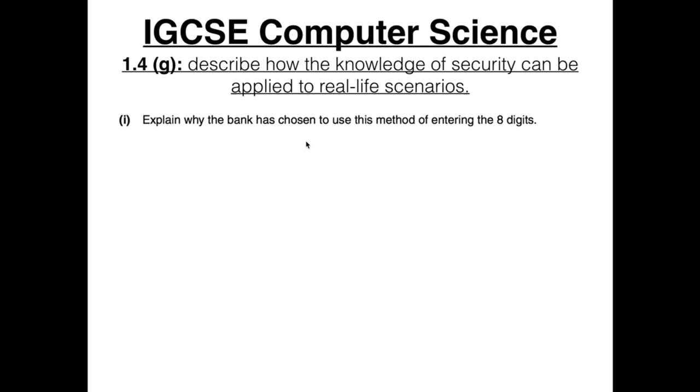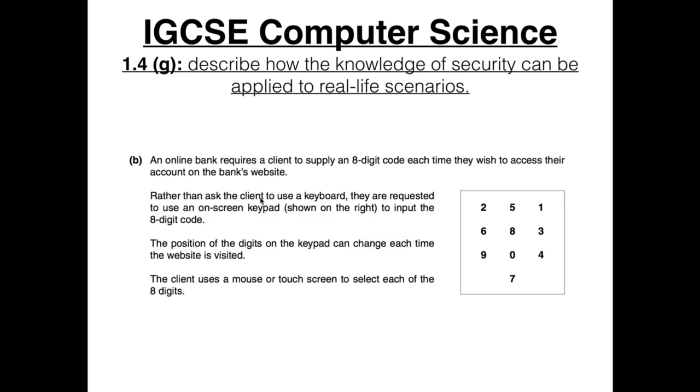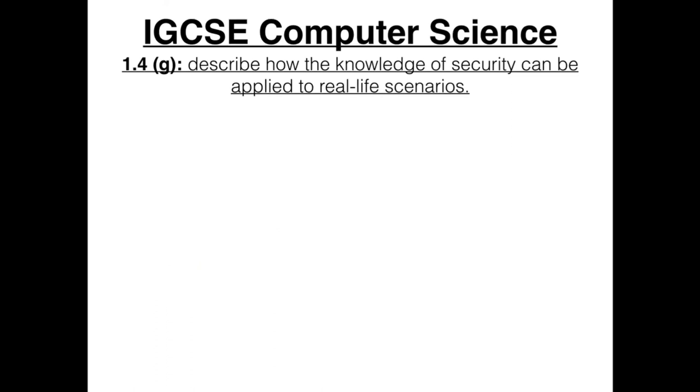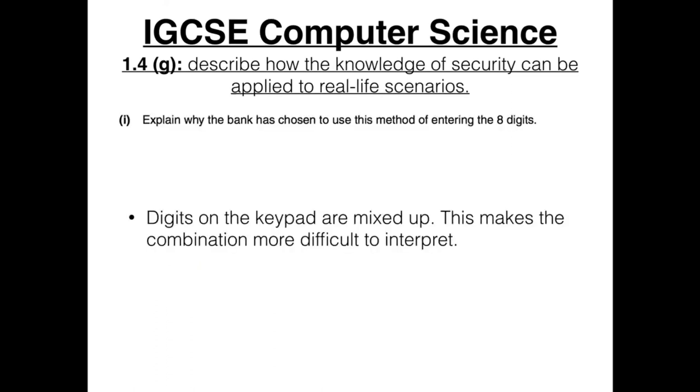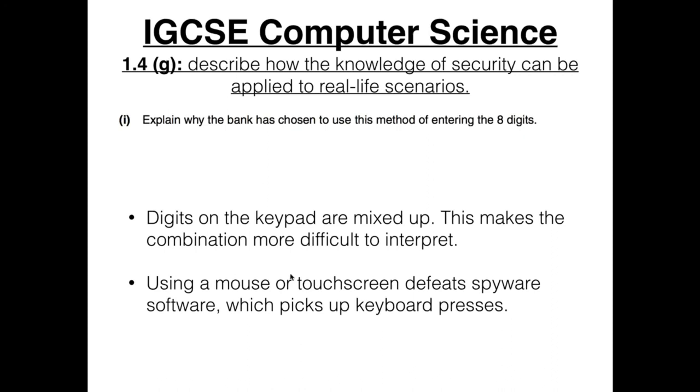Question 1: explain why the bank has chosen to use this method of entering the 8 digits. If we go back, we can see that the client must use an on-screen keypad to input the code. Also, the positions of the digits on the keypad change. And they're required to use a mouse or touchscreen to select them. Now, here's the answer. Digits on the keypad are mixed up, which makes the combination more difficult to interpret. And also, using a mouse or touchscreen defeats spyware software, which picks up keyboard presses. So there's our answer.